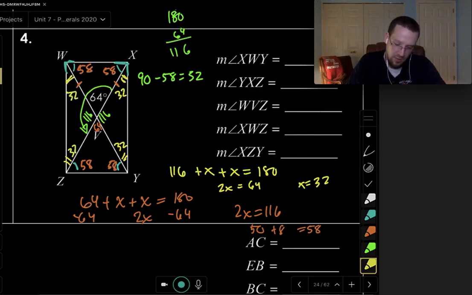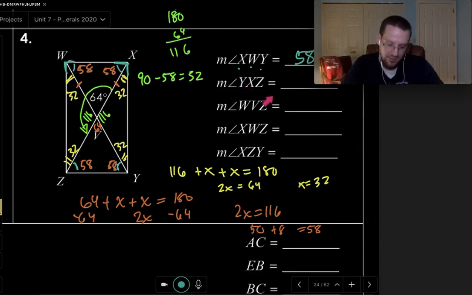And here we have all our values. So let's go through and see what we have. So we have x, w, y. That one is 58, found that one. We have y, x, z. That's 32. Found that one.